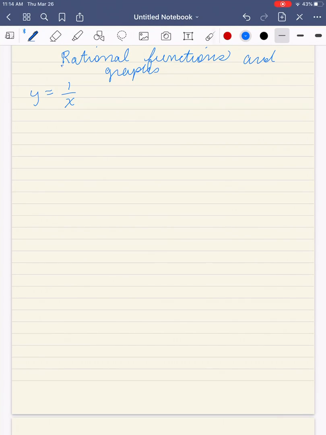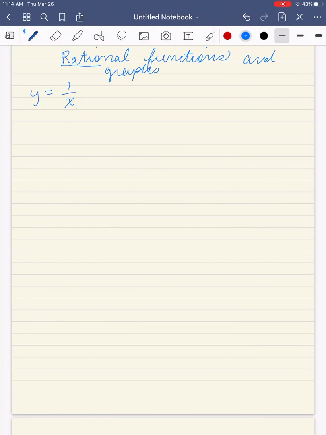The word rational, the first 5 letters are ratio, which means a comparison of one thing to another, like a fraction. So rational functions are functions that have polynomials with x in the denominator. So this is the first one of those that we've looked at this semester.